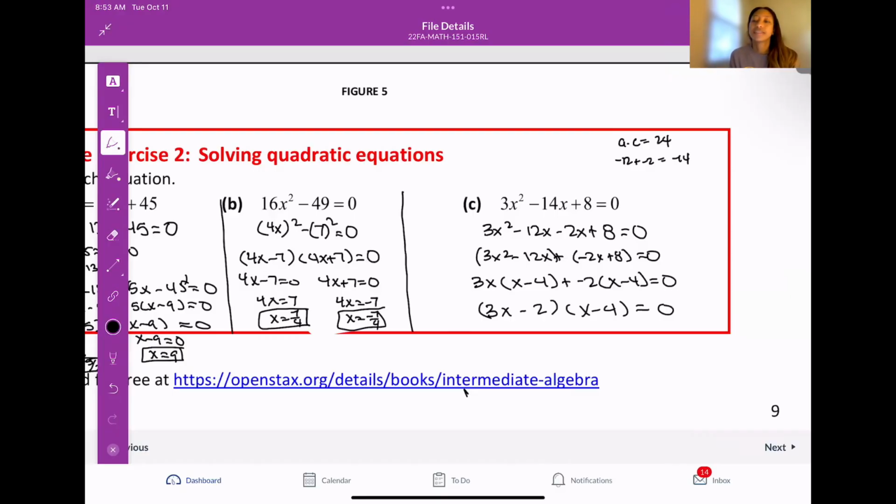Then from here, zero product property. We set each of these factors equal to 0. Let's start with the one on the right. That's easiest. x minus 4 equals 0, so x equals 4 is one solution. That's the one we saw. The other solution would be 3x equals 2, so x equals 2/3.